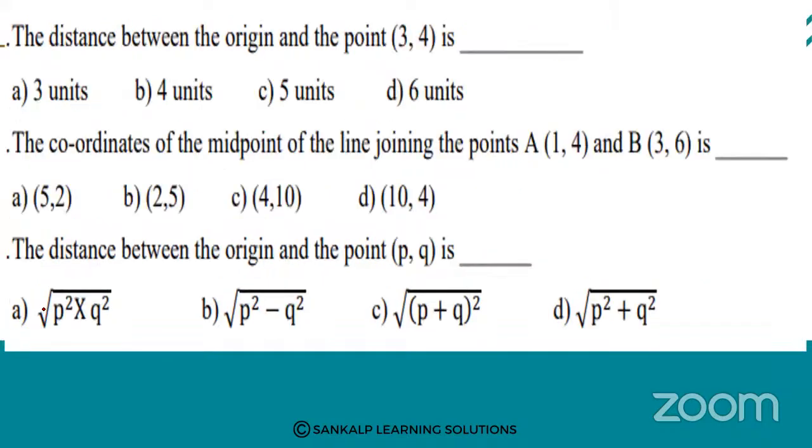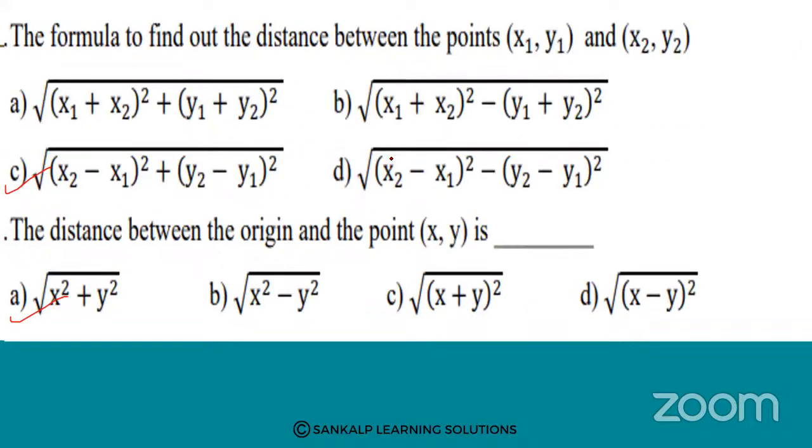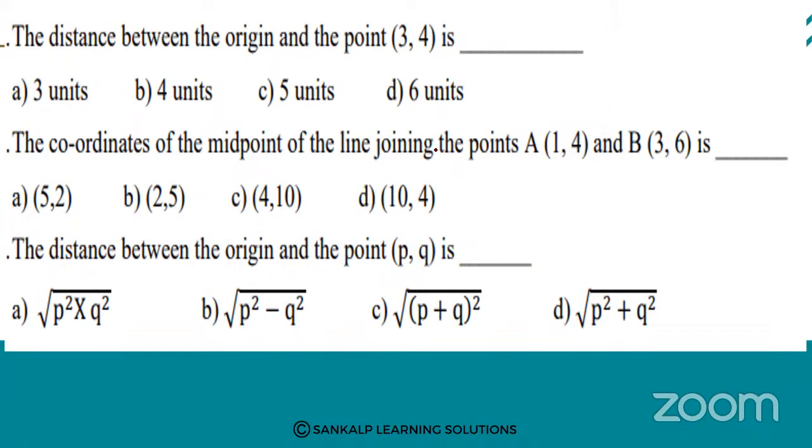The distance between the origin and the point 3, 4. Okay. We know the formula of distance between the origin and the point x, y is root of x square plus y square, right? So x square plus y square. And here also they asked about the distance between the origin and the point 3, 4.